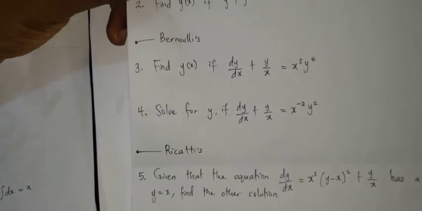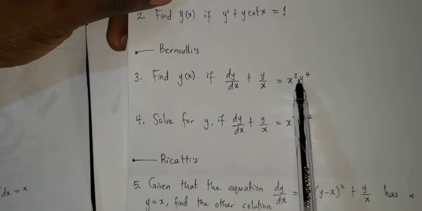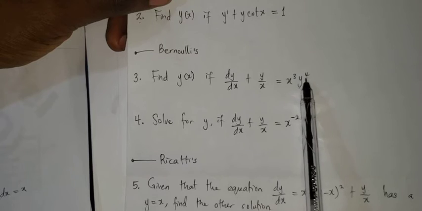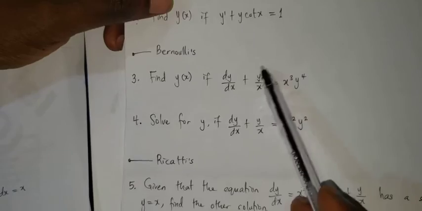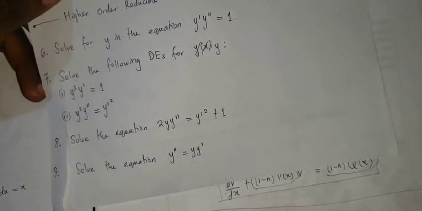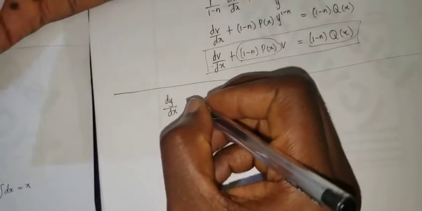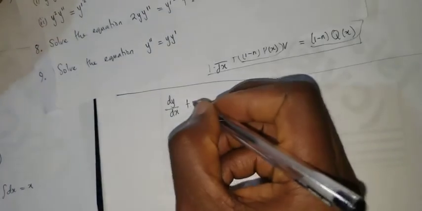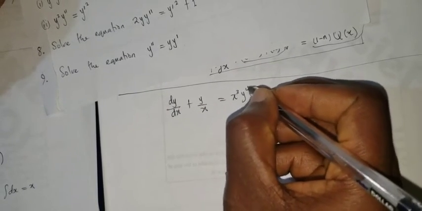So look at this, question number 3. It says you should find y of x if dy/dx plus y over x is equal to x cubed y to the power 4. You can see because of this y to the power 4, this is a non-linear equation, and it is a Bernoulli equation because of its form. So let's quickly do that now. Let's write out the question first. We have dy/dx plus y over x is equal to x cubed y to the power 4.